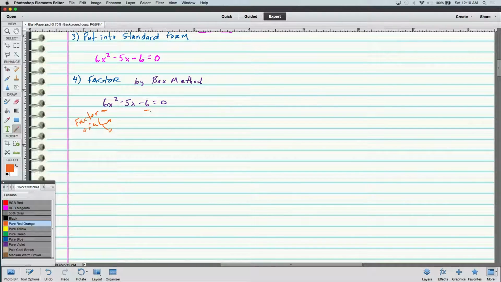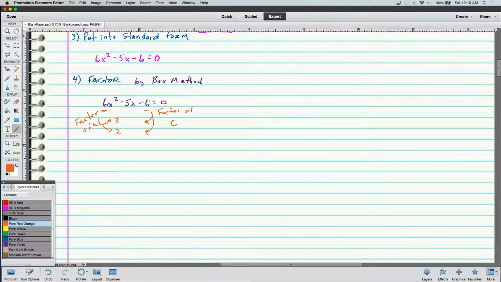Factor of a, and our factor of c is going to go on our right side. And what we're going to want to do is make a box. So factors of 6, well, there's 1 and 6, or there's 3 and 2. So I'm just going to pick a random one. Let's just say what we're going to want to use for factors of a is going to be 3 and 2. So I'm going to write 3 and 2 in a vertical line on the left side.